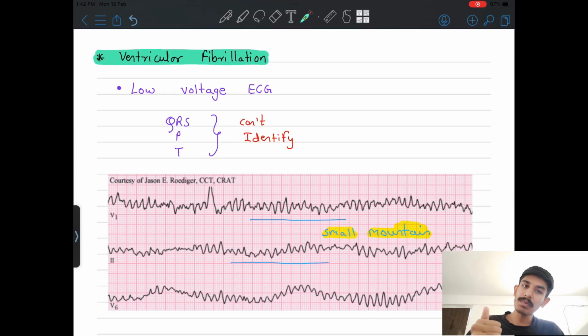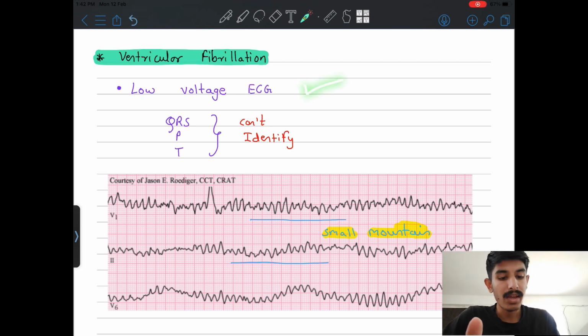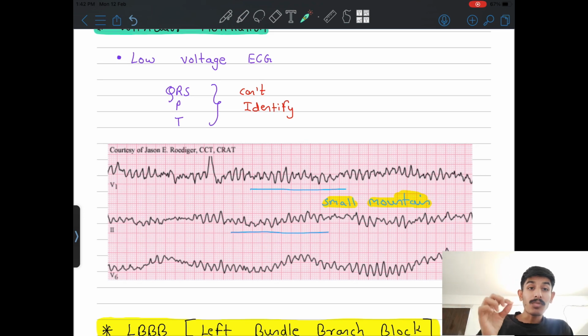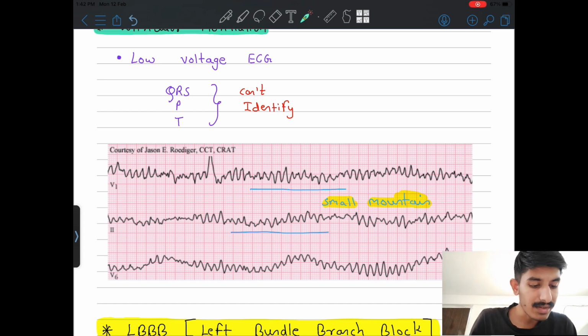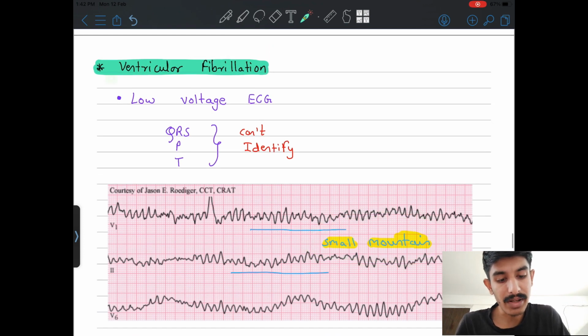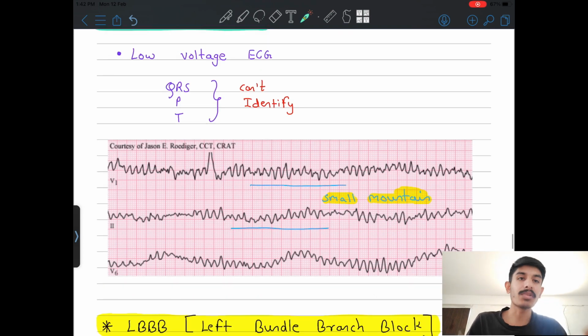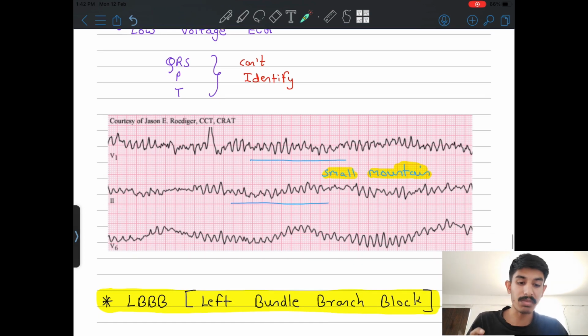Now atrial fibrillation we already saw. Let's look at ventricular fibrillation. It is a low voltage ECG. Here also you can't identify anything, no QRS complex, no P wave, no T wave. Small mountains. What about big mountains? We said that is ventricular tachycardia. But if you see small mountains and no similarity, like zigzag lines, this is known as ventricular fibrillation. Atrial fibrillation is different, atrial flutter is different, ventricular fibrillation is different. Remember this, because mostly people just remember the word fibrillation, mark the answer, and get it wrong in the exam. So always remember these things.